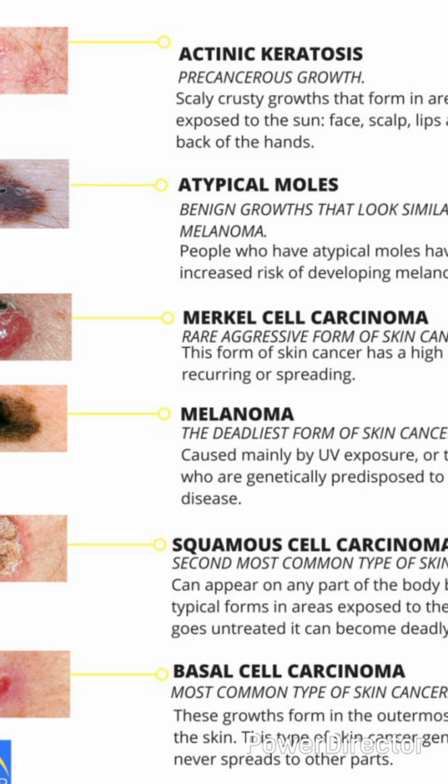Next, coming to squamous cell carcinoma. Origin is from keratinocytes. How does it appear? It appears as a red, scaly patch or firm nodule. How is the behavior? It can metastasize. How do we treat squamous cell carcinoma? Sometimes excision, sometimes radiation, and sometimes chemotherapy also.